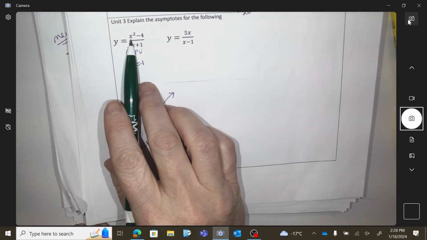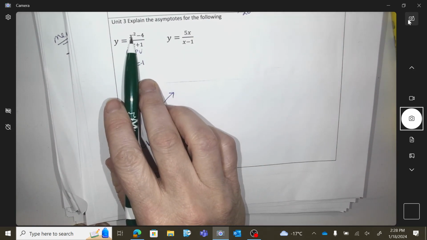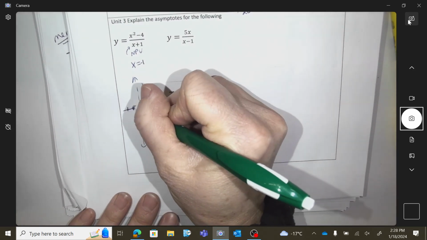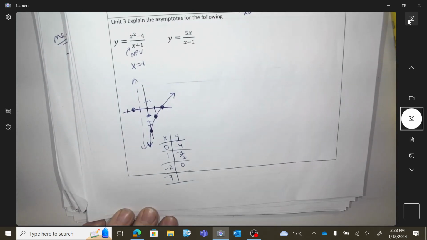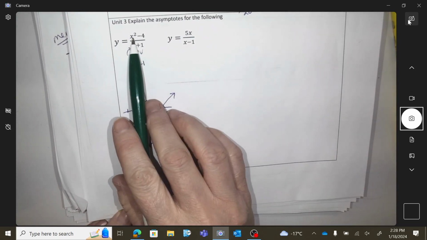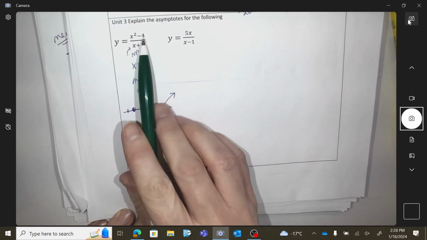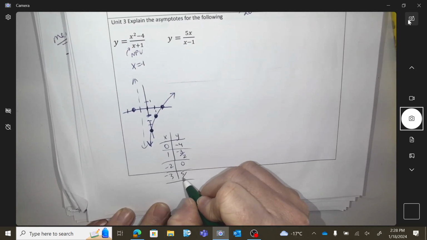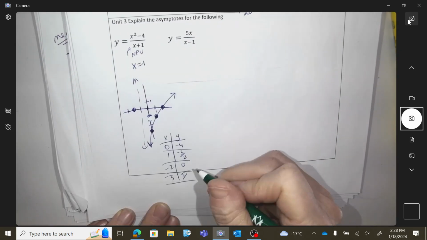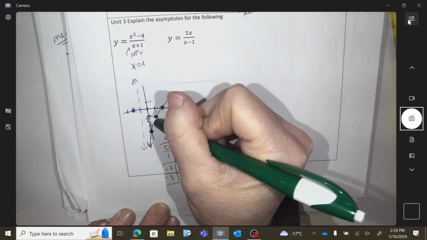-2 plugged in. -2 squared is 4 minus 4. That's a 0. -2 plugged in is 0. -3 plugged in. 9 minus 4 is 5 over -2. So -2.5.